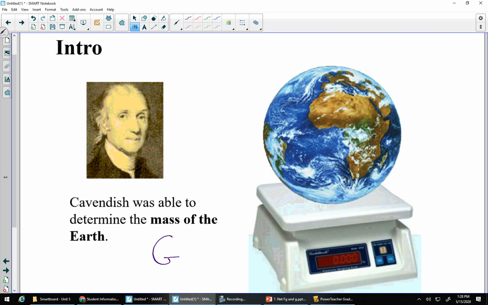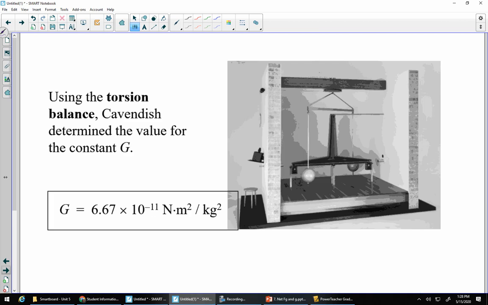How do you figure out the mass of the Earth? It's not like you can put it on an electronic balance. That's not going to work out so well for us. Something that's flying through space at a ridiculously fast speed. How do you figure out the mass? Well, it all starts with that gravitational constant, G.